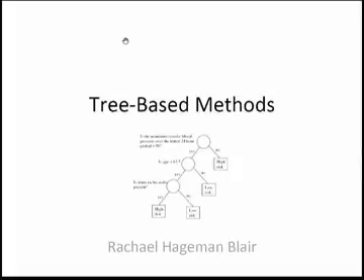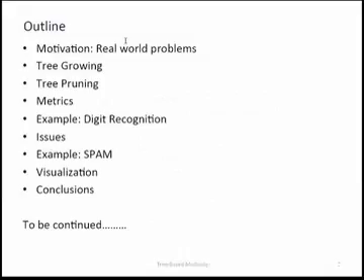Okay, so what is a tree? We're going to start talking about some real-world problems. I really want to try to motivate this well. We'll talk about growing and pruning, which is exactly what it sounds like, if you're thinking about gardening and so forth. Metrics for deciding how to do model selection, because again, this is a machine learning method. We need to do some kind of selection. There are going to be parameters that are involved. I'll give a couple examples. We'll talk about visualizations and some conclusions.